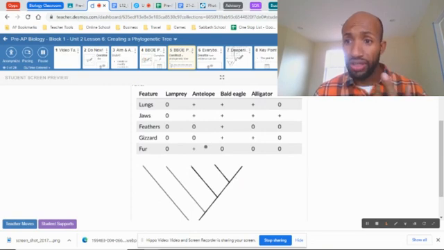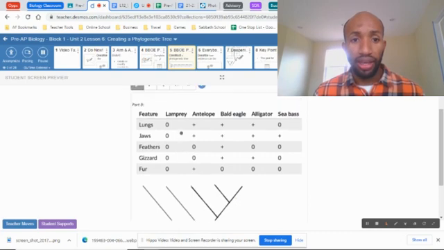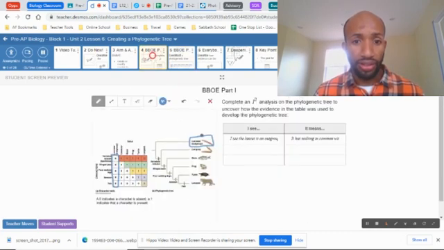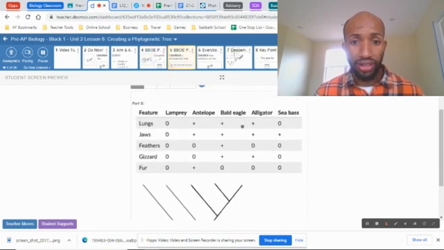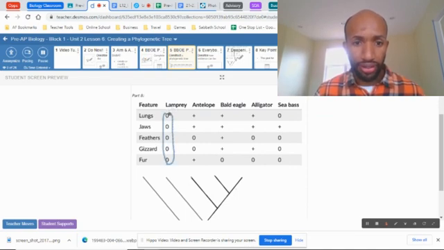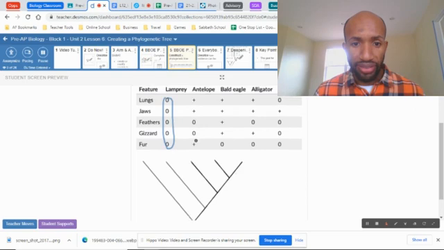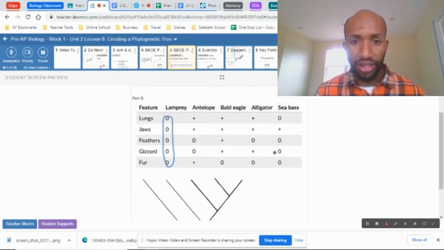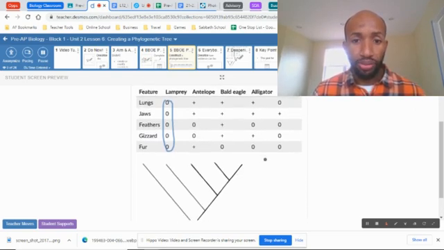So the first thing that I would do, I would look for the creature that is the outgroup. And as before, we found out that the lancelet was the outgroup because it had nothing in common with the others. So I'm looking for the one that has nothing in common. The pluses are the things that they have in common. The zeros mean that they have nothing in common. So looking at my lamprey here, all zeros. That means that the lamprey has nothing in common with the others. Okay, so my lamprey would therefore be the outgroup.